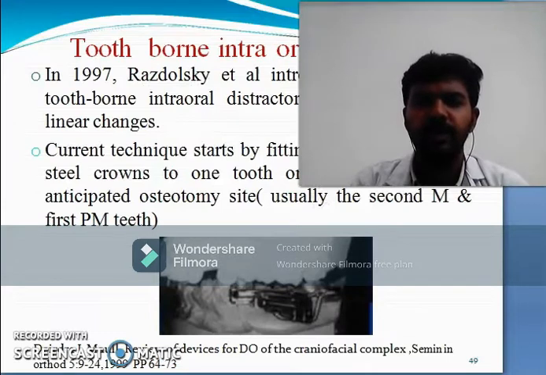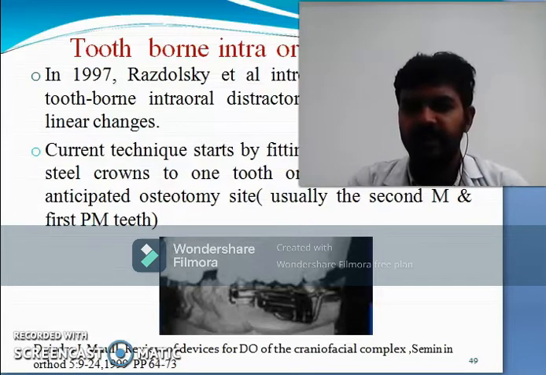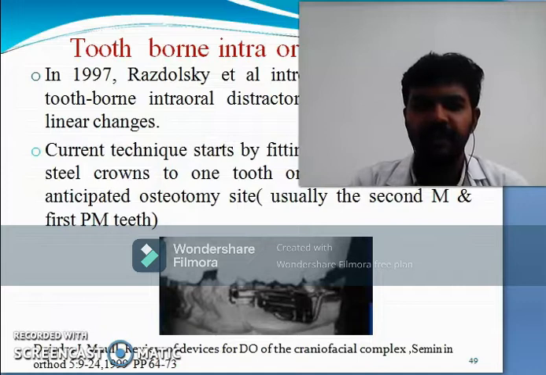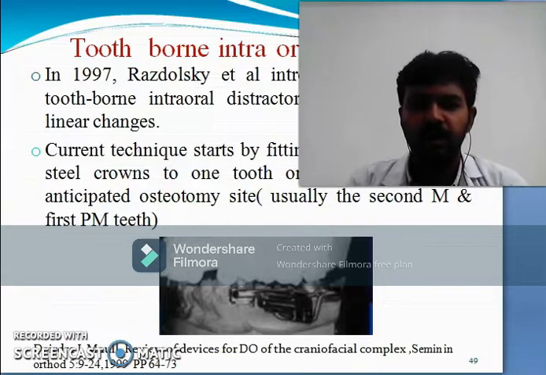A tooth-borne intraoral distractor. In 1997, Razdolsky et al. introduced a completely tooth-borne intraoral distractor capable of making linear changes. The current technique starts by fitting preformed stainless steel crowns to one tooth on either side of the anticipated osteotomy site.